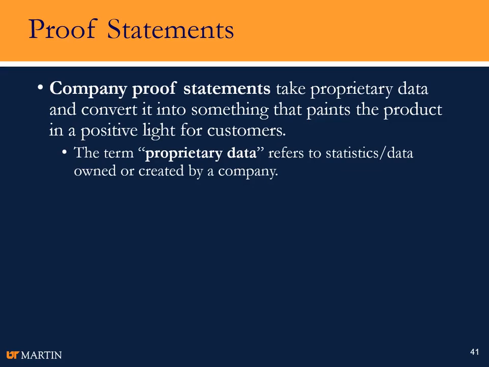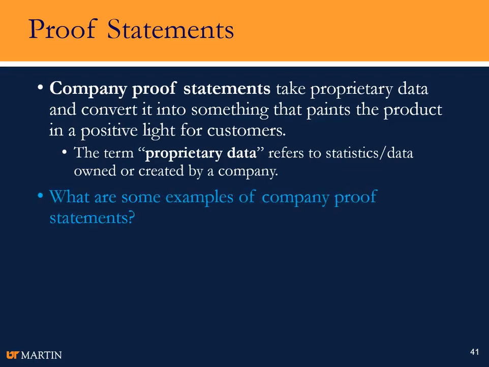Company proof statements just take data that comes directly from the company, maybe isn't publicly available, and it converts it into something that paints the product positively for customers. Proprietary data is just any secure data that is owned by or created by a company, so it's not public. What are some examples of company proof statements? Well, this might be a fact sheet that comes directly from the company.